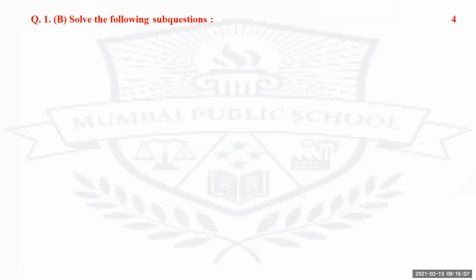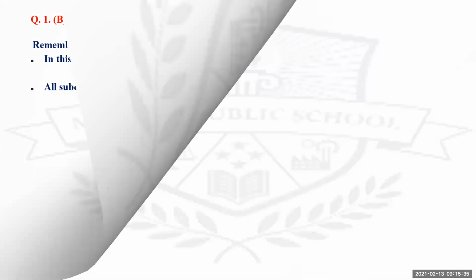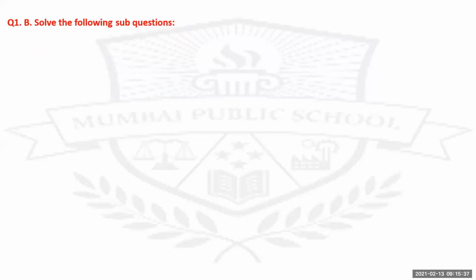Solve the sub questions. Now this is again question number 1B. These questions come for 4 marks. So previous 4 and these 4, 8 marks are there only for question number 1. What you have to remember in this is that there are 4 sub questions of 1 mark each. All the sub questions are compulsory. In this question again there is no option. Now we'll just learn how to solve this.